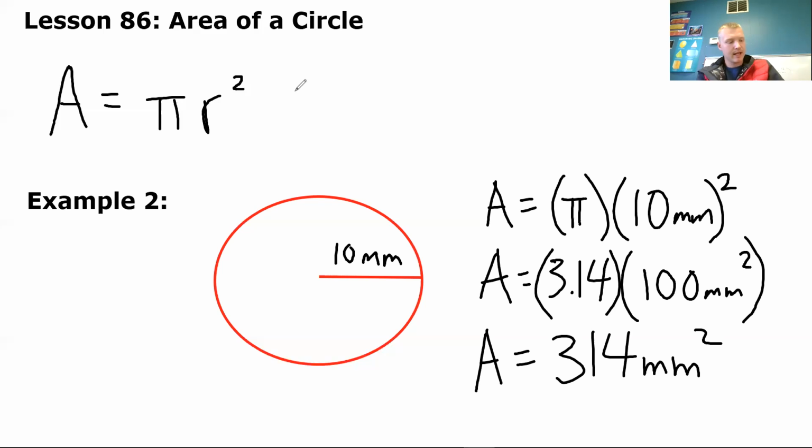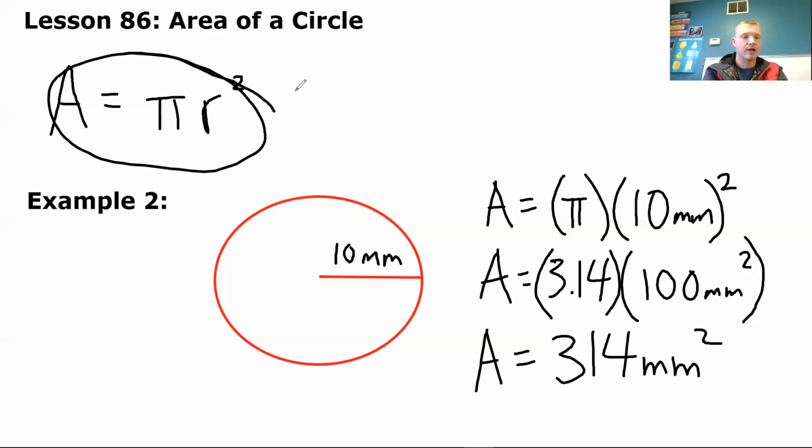Go ahead and try example 2 on your own. For that example, you have a radius of 3 centimeters. Make sure in your answer you have centimeters squared. When you multiply it out, you have 3.14 times 3 centimeters, and you're squaring both the centimeters and the 3. Go ahead and try that example, and make sure somewhere on your paper you are writing down that area equals pi r squared.